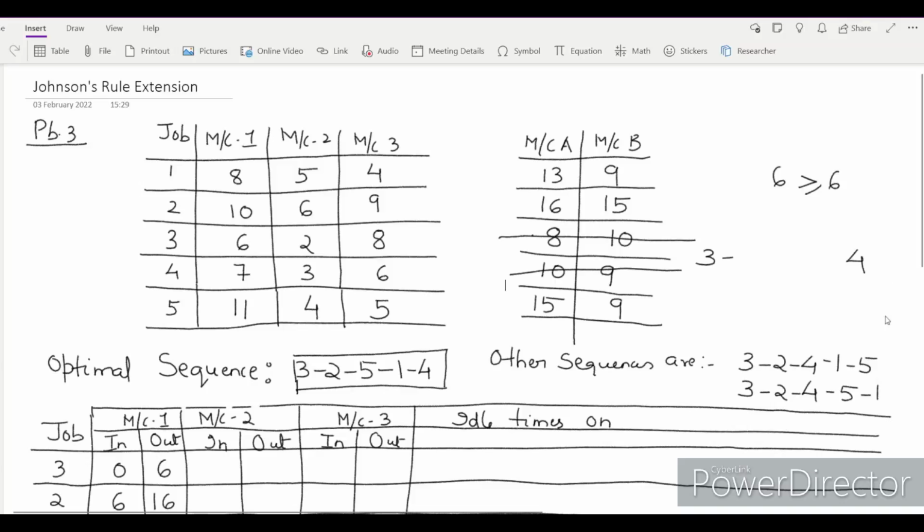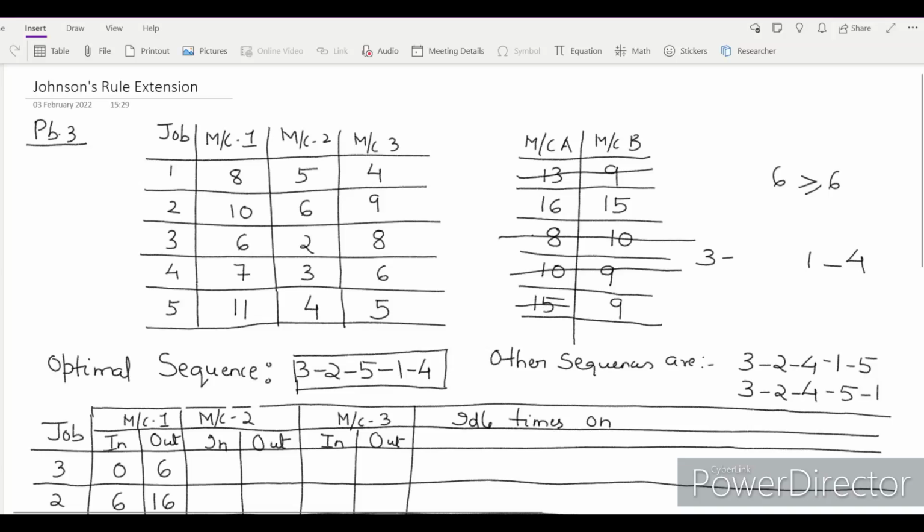Next, out of these two nines of job number 1 and job number 5, if we follow this rule, then it goes to job number 1. We will cut this one, job number 1, and we will fill job number 1 from the right hand side because this 9 belongs to machine B. Now the remaining one is the 9 of job number 5.